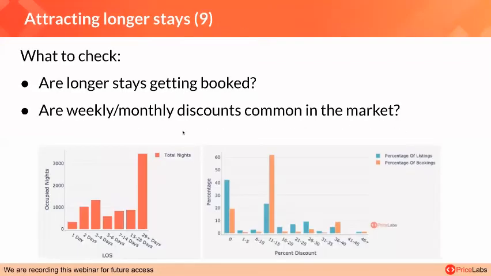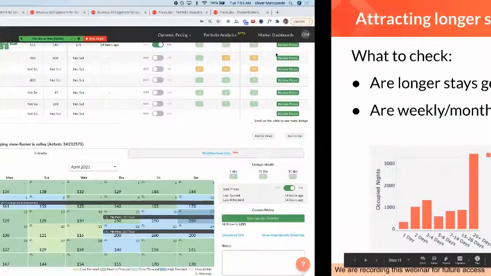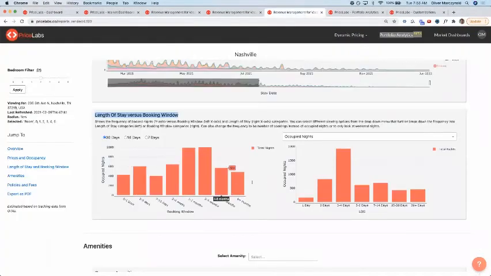Awesome. Next one, attracting longer stays. First thing to check, are longer stays getting booked in your market? So again, market dashboards, we have that dashboard that shows you, hey, when are most bookings coming in? First and foremost, we have that dashboard that says, are longer bookings coming in? So what is that length of stay?